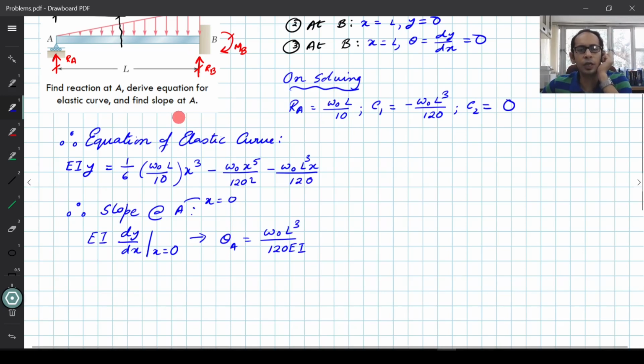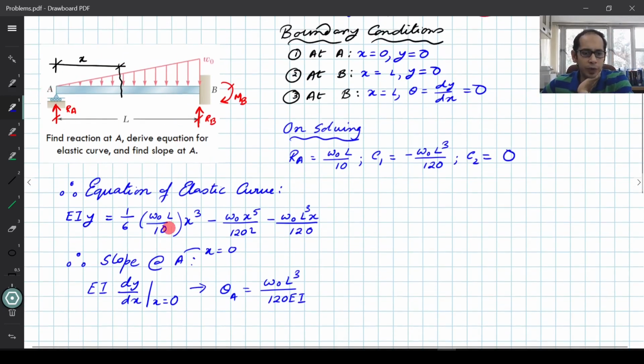So how do we represent the slope over here? Sorry, this is a negative slope. I missed the negative sign. So it is a negative slope that you get. That means your beam, as you can see from the figure also, deflects like this. So let's draw the deflected shape of the beam. Here at this point the slope must be equal to 0 because there's a cantilever end, and at this particular point your slope is minus w0 L cubed by 120 EI.